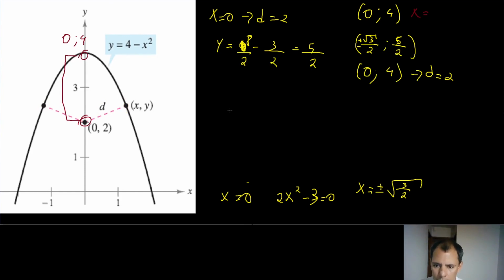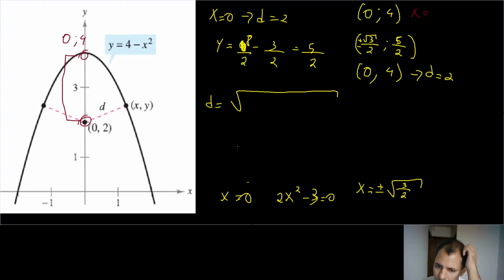Now let's try that. What is the distance again? The formula of the distance: square root of x minus 0. Oh, x is just square root of 3 divided by 2. So we have square root of 3. Oh yeah, it's the square of that, right?